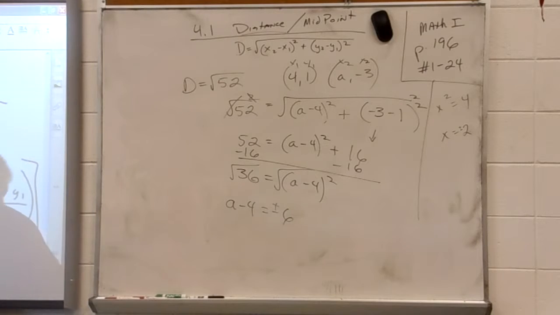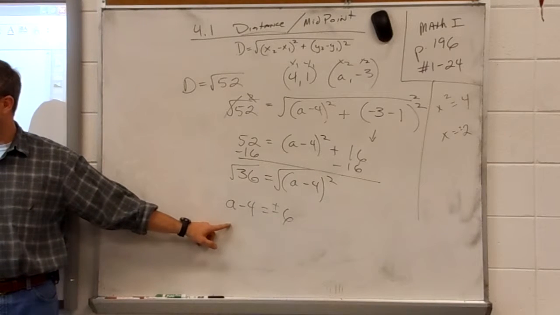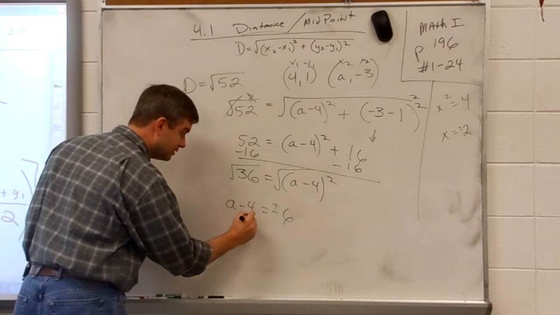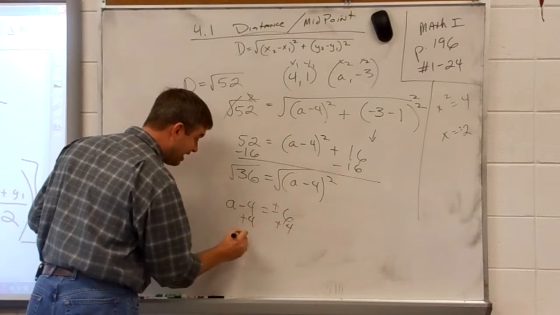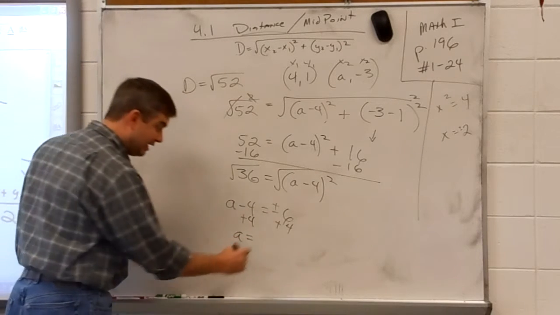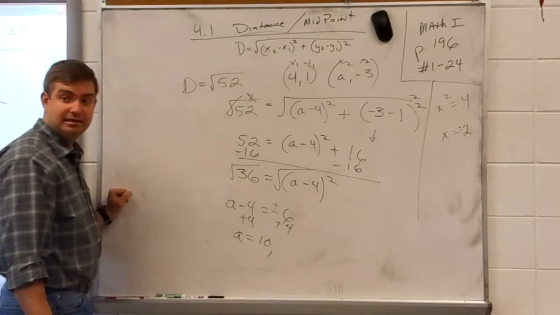Are we done? Is a by itself? No. What do we need to do? Add 4 to what? Both sides. Not to 6. We need to add 4 to plus or minus 6. What does that give us? It either gives us 10 or -2.